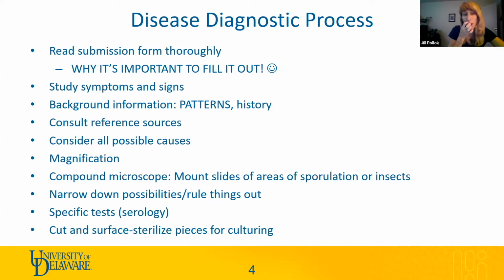If I need to, I'll take tissue pieces and look at them under a compound microscope. I'll mount slides of areas of sporulation or insects or bacteria. I'll narrow down possibilities, rule things out. For some diseases, we have specific tests for exactly that disease, which I'll get into a little bit later. And sometimes if I can't figure it out just using microscopy, I'll cut tissue out and actually plate it onto a petri dish, let it grow out, and identify it that way. That's called culturing.